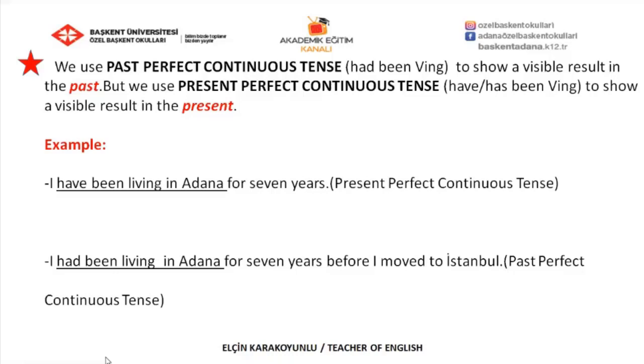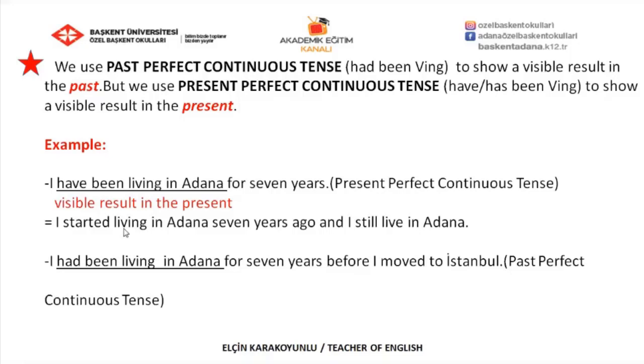The first one, I have been living in Adana for 7 years. As you see, it's a kind of present perfect continuous tense. I have been living in Adana. And so it's the kind of visible result in the present. This sentence means I started living in Adana 7 years ago and I still live in Adana. It's the kind of visible result in the present.